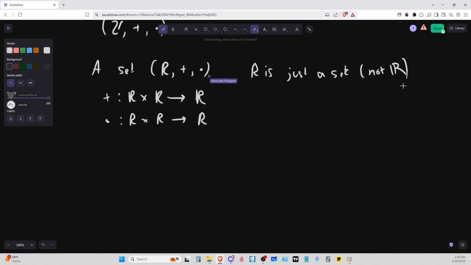So a set R with those two functions that satisfy some properties. And now it's going to be a bit of a pain to write the whole thing, but let's see if we can remember. With the following properties.